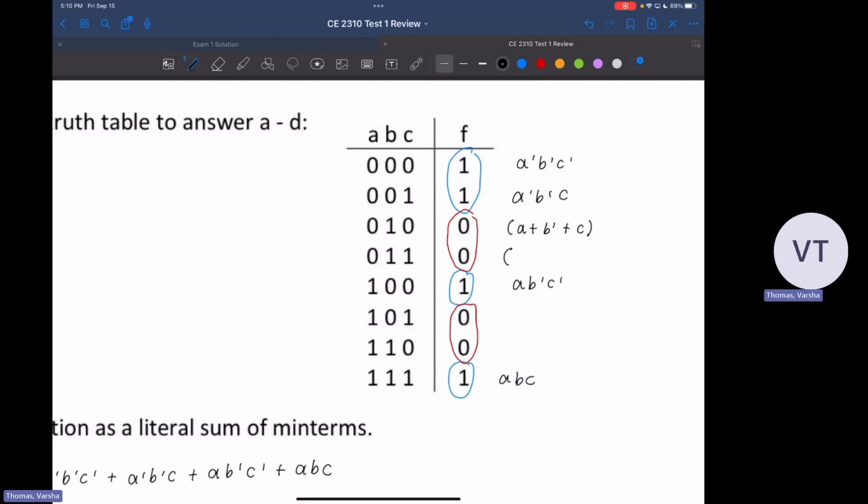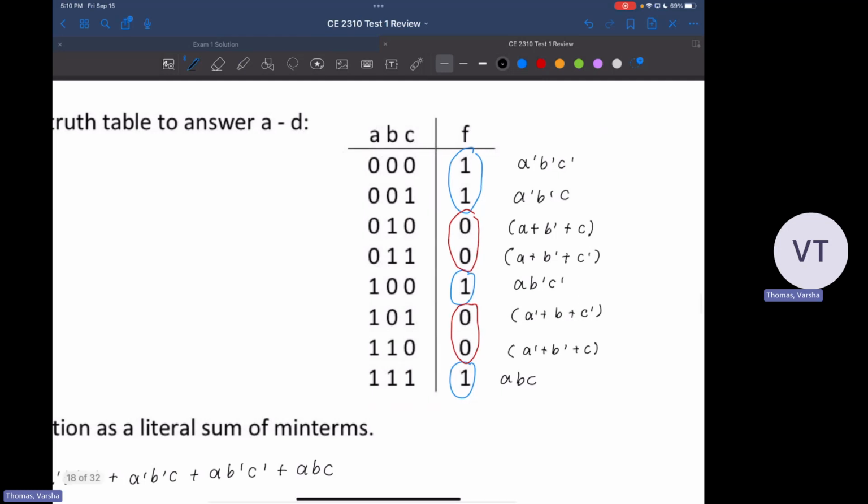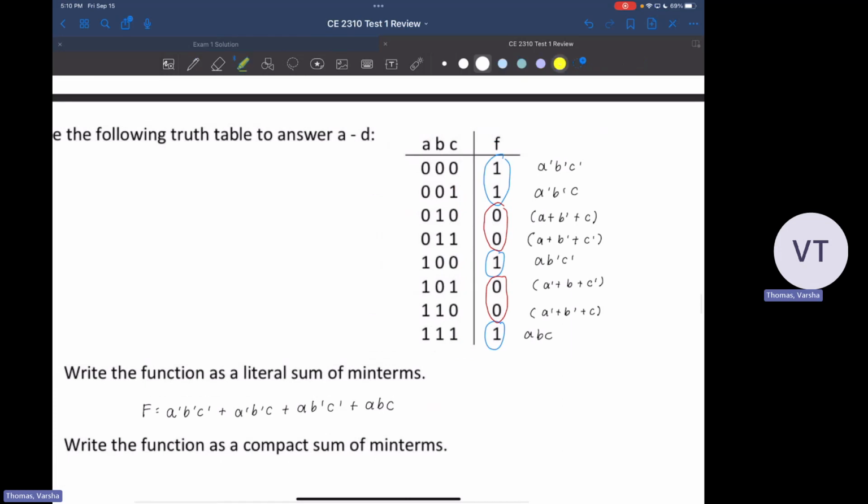Okay. Next one, we're going to go a bit faster. It's going to be A or B naught or C naught. Next one is A naught or B or C naught. And then this one is A naught or B naught or C. Okay, because there's a lot on here right now, these are the ones we're looking at.